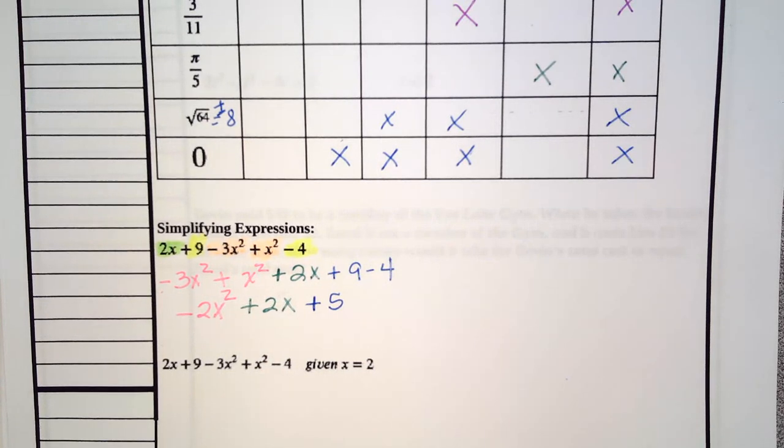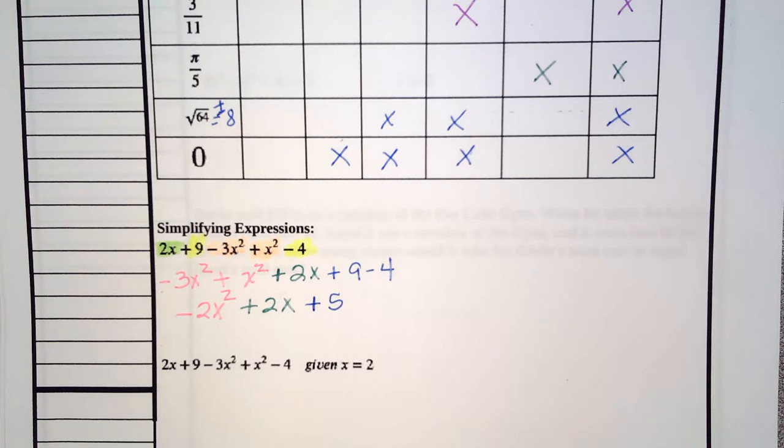And we're done. Most of you are getting really good at simplifying expressions. But now we're going to take it to that next step. You're going to be given what the variable is, and you're going to use substitution to simplify the expression.